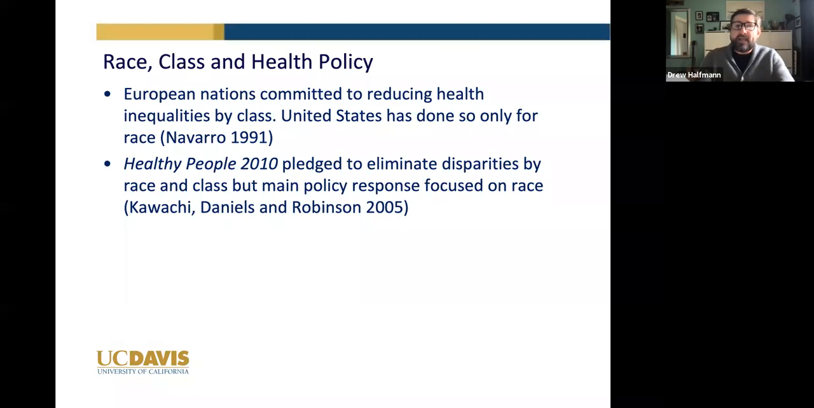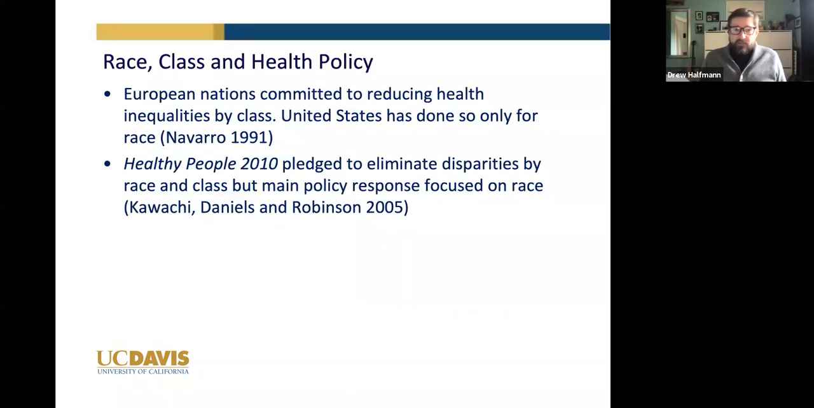Some of them go further yet. It's not just our discourse that is affected by this bias, but it's true in our policy as well. So we have Navarro claiming that European nations have committed to reducing inequalities by class, but the US has not. Instead, it's focused on race. We have others arguing that when Healthy People 2010 did pledge to eliminate disparities by both race and class, it ended up adopting a policy response that focused on race. So there's this argument that it's not just about discourse, but also about the types of policies we get.